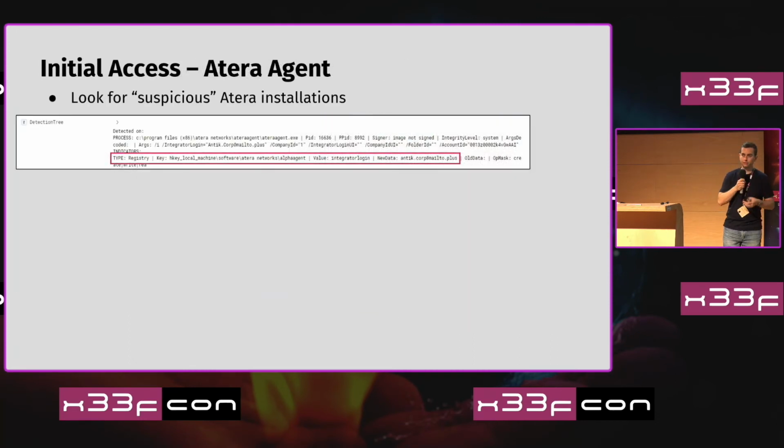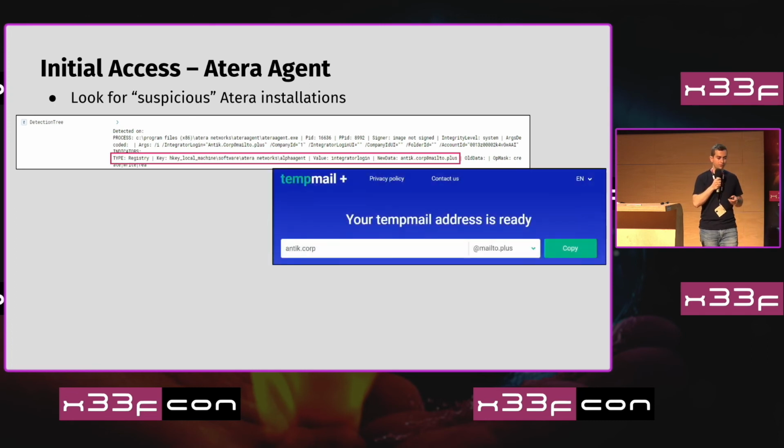So we wanted to look for suspicious installations of Atera agent. And we found this installation right here, where the account email is antique.corp@mail2.plus. Now, mail2.plus is a temporary email service. You don't even need to sign up. You just go on the website, you can specify whatever name you want for the email, it will be at mail2.plus, and you will have this email address for the next 15 minutes.